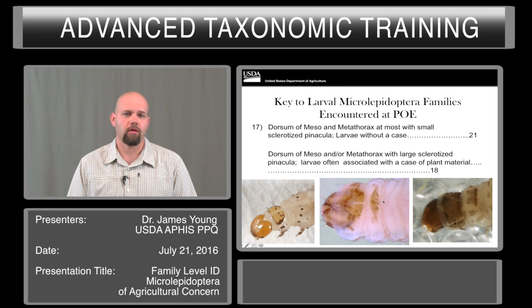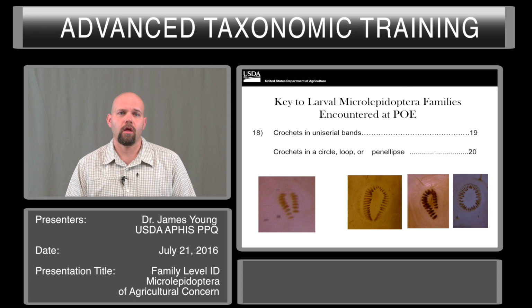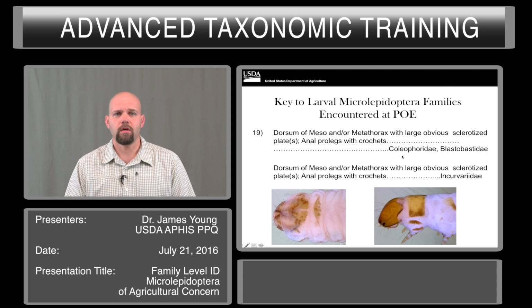These are things that make a living case. It's thought that these plates are actually used to help keep the animal in its case. Crochets in various shapes should be easy to interpret. Dorsum in meso or metathorax with large, obvious sclerotized plates. This would be Coleophorids or Blastobastids.